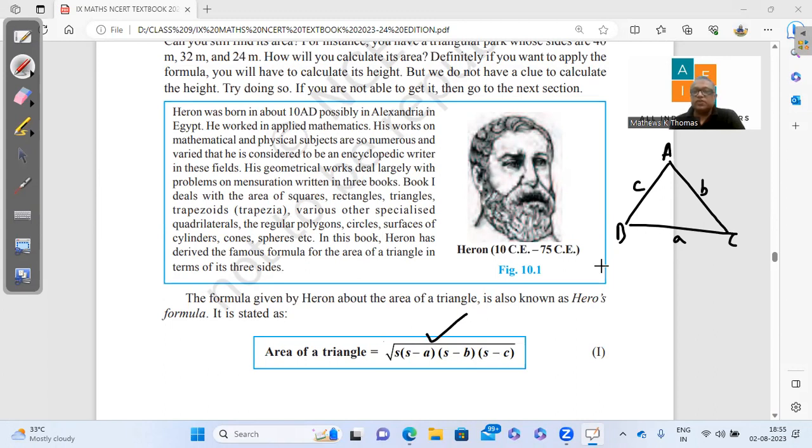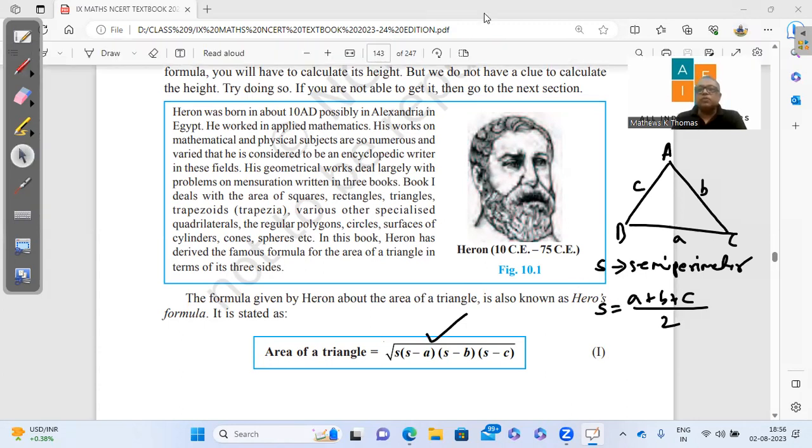Now, what is the meaning of S? S stands for semi-perimeter. Now, you know that perimeter means sum of the sides. So when I talk about perimeter, it is sum of the sides. I'll add all the three sides. Semi-perimeter means half of the perimeter. So half of the perimeter means you'll add all the three sides and divide by 2. So the formula for semi-perimeter will be (A plus B plus C) by 2. So this is how we calculate the semi-perimeter.